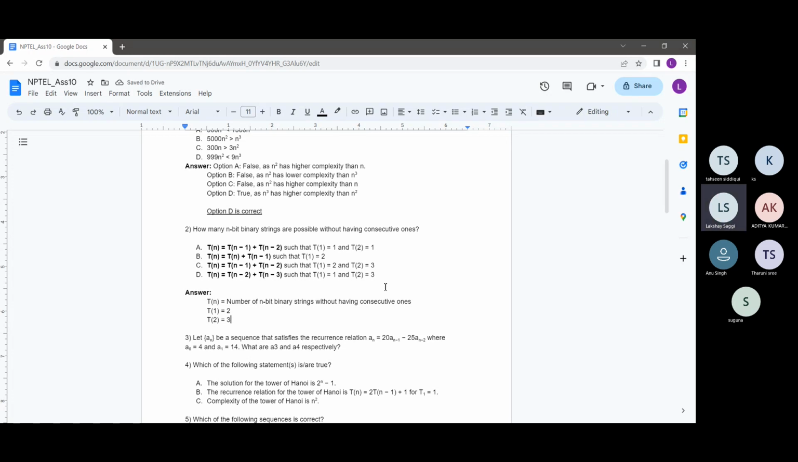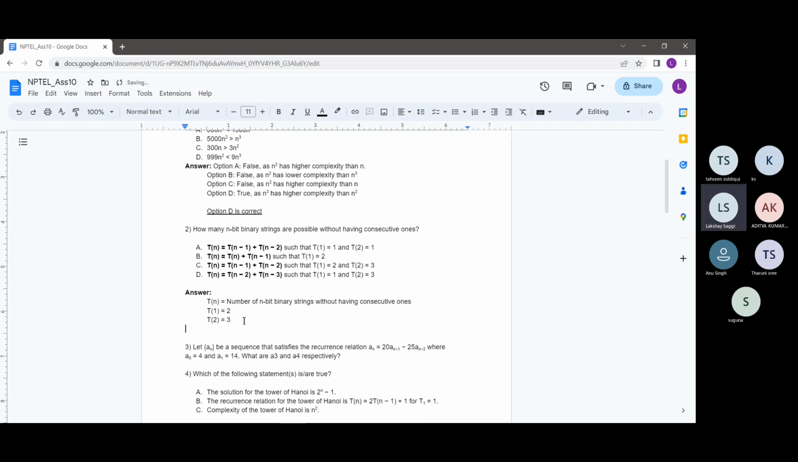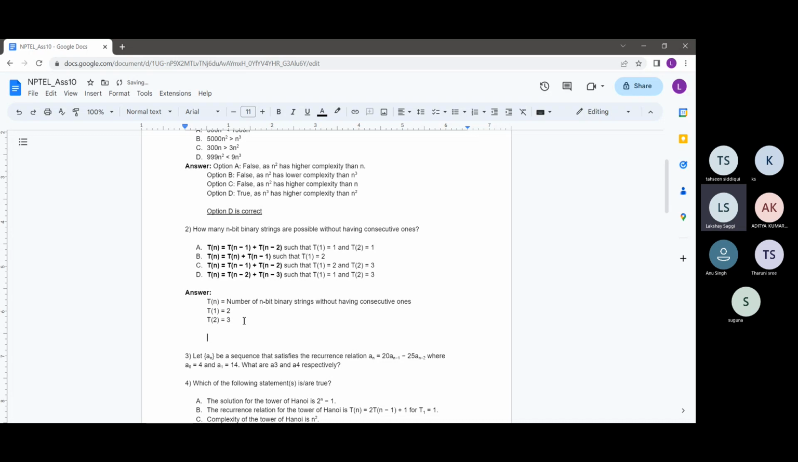I've given these two, T of 1 and T of 2, so that you can get a bit of intuition or understanding of what the question is asking us to do. You can define the recursive relation irrespective of finding T of 1 and T of 2, or you can consider these the base cases also. Anything works fine.